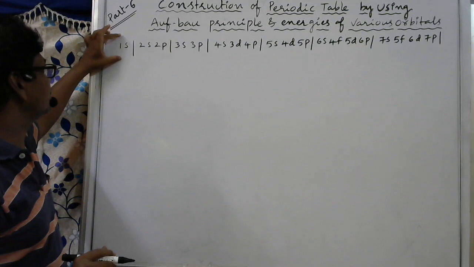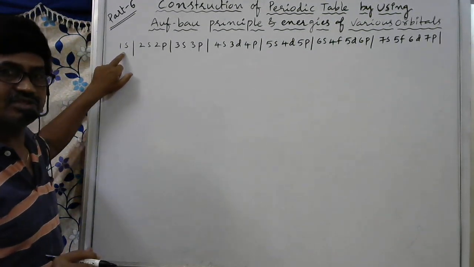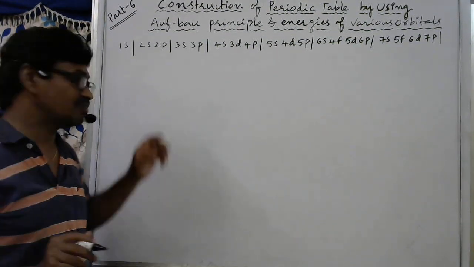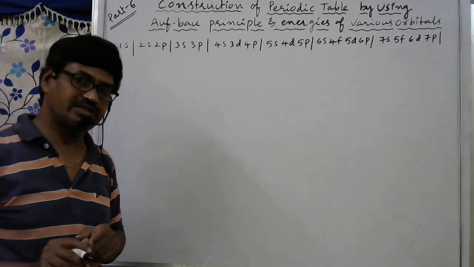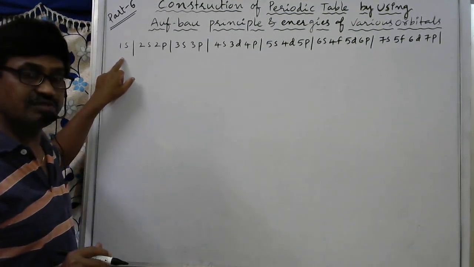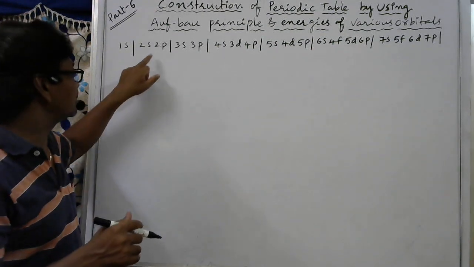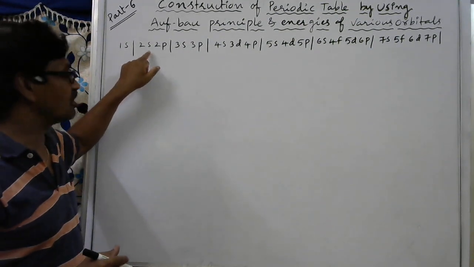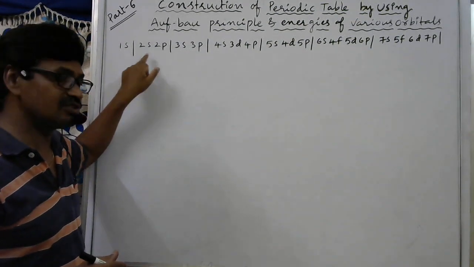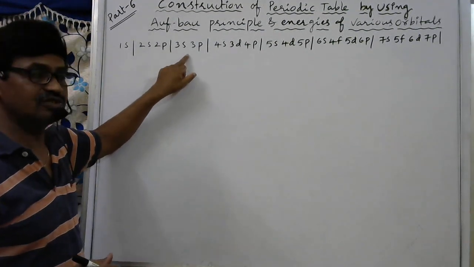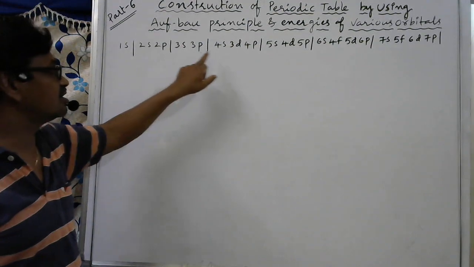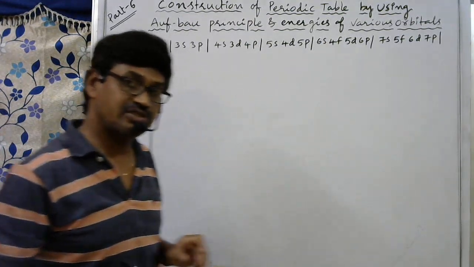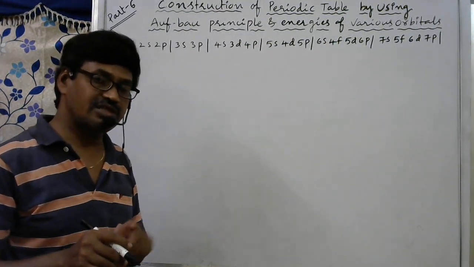In this first period, only the s orbital is present. An s orbital can accommodate only 2 electrons, so in the first period only 2 elements are present. So we can say this is the shortest period in the periodic table, the first short period. Total how many elements? 2s 2p means in the s orbital 2 electrons and in the p orbital 6 electrons. That means total electrons are 8 here. Here also 8. So first short period, second short period. This is the first long period, this is the second long period. These two are the longest periods based on the number of elements present in that period.